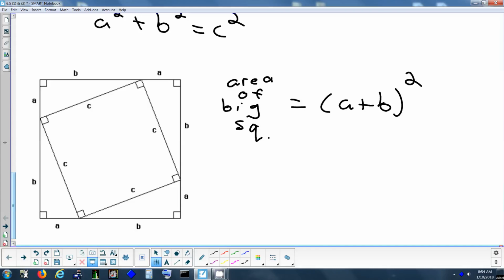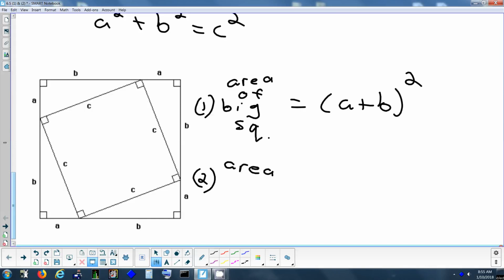Can somebody tell me what shapes make up that big square? Gracie? Four triangles and a square. We have 4 triangles and a square. So let's find the area of one of those triangles because they're all the same. They're all congruent, all 4 of the triangles she just mentioned. And then we have the small square in the middle. So we'll call this the first way to find the area of the big square.